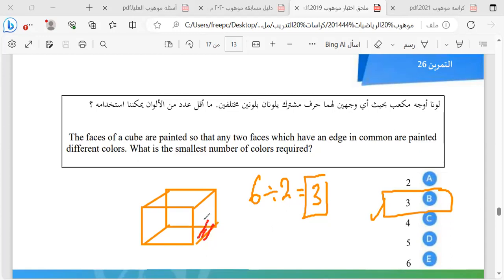The cube equals 3. Two colors. So 6 divided by 2 is equal to 3. The cube has 6 faces. Then they said here any two faces have to be painted different colors, two different colors. The cube has 6 faces and 2 colors, so 6 divided by 2 is equal to 3. Now I understand.